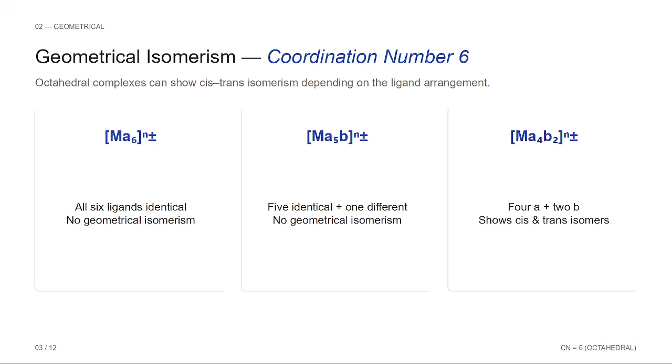Next type is Ma5B type. Here 5 ligands are identical and one is different, so geometrical isomerism is not possible here also. Next is Ma4B2 type. Here 4 ligands are identical and 2 are identical. This type of compound shows geometrical isomerism.